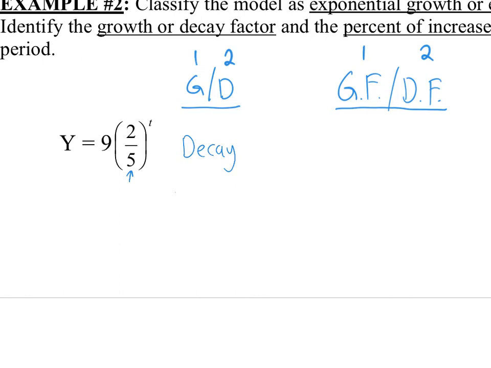And I want you to put this here too: 2/5 is less than 1. That's why it's decay. We're multiplying by a percent less than 1 every time.